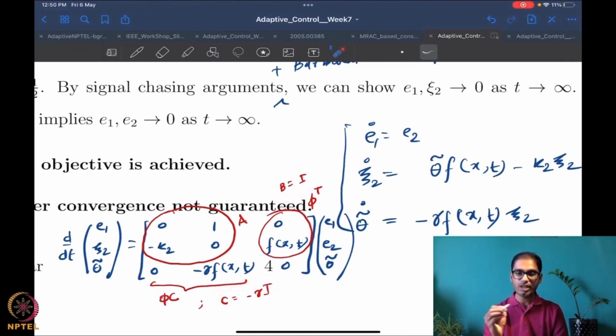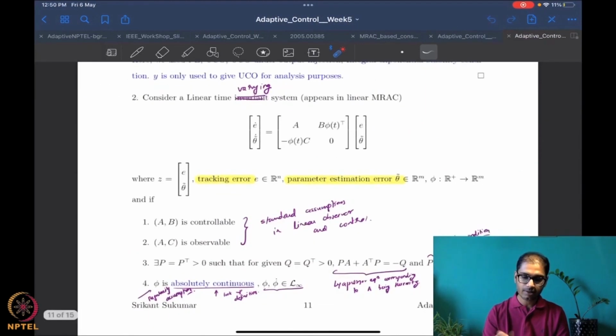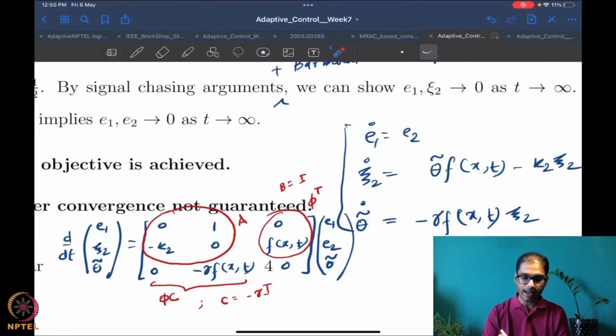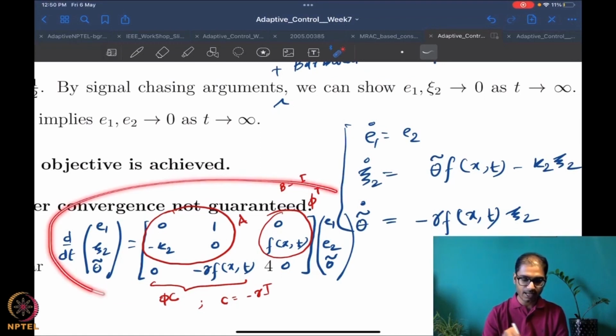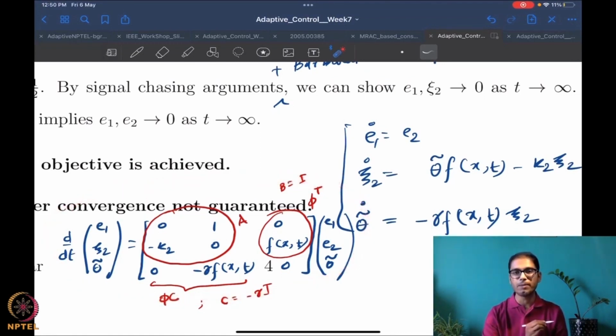So if we use the general integral lemma, even if f is a function of the state and time, we will be able to claim that this system is exponentially converging as long as this has, in this case, lambda uniform persistence of excitation. As long as this function has a lambda uniform PE condition satisfied, you will have this entire system go to zero exponentially. And that's essentially what you will need.